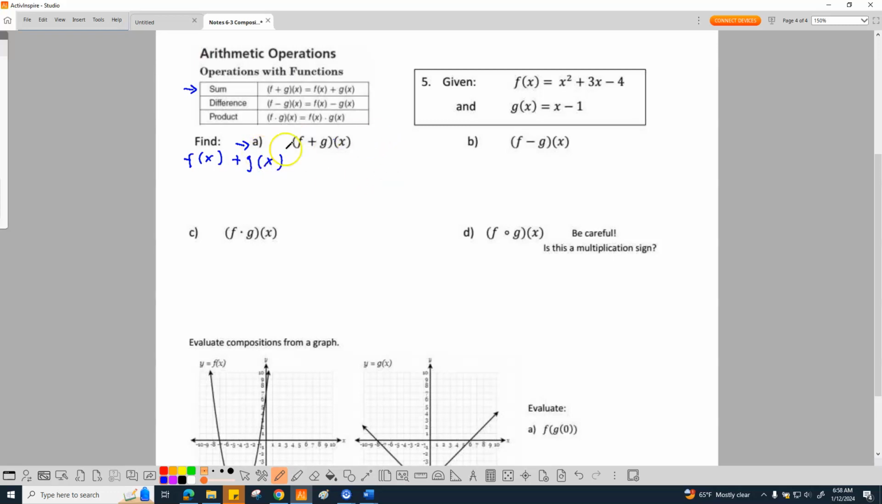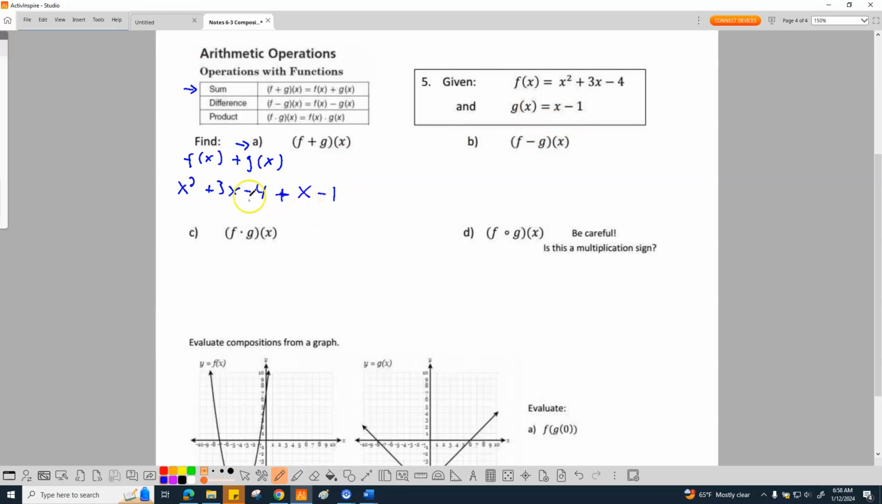So how do I do that? Well, I'm going to find f of x. I'm going to write it in, x squared plus 3x minus 4. And then I'm going to say plus. And since it's a plus, I don't have to add any parentheses. But when we do a minus, we're going to have to do that. So I'm going to make sure we pay attention to that. And then now that's it. I wrote in the first part, which is f of x. You can see it. And then I wrote in the second part, which is g of x.